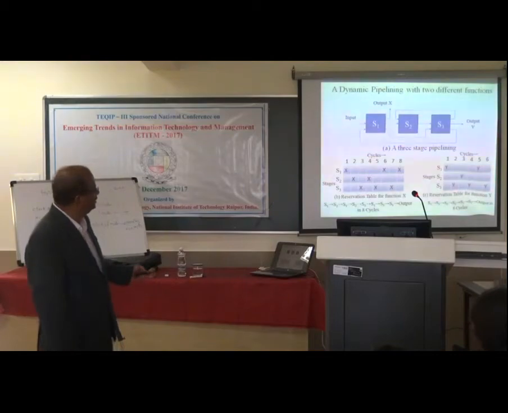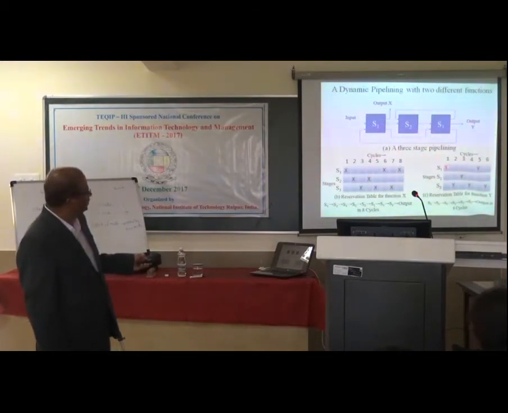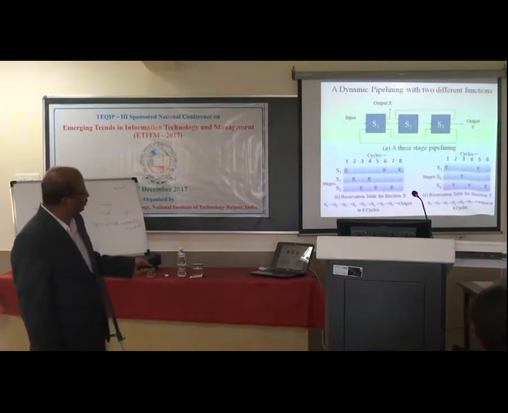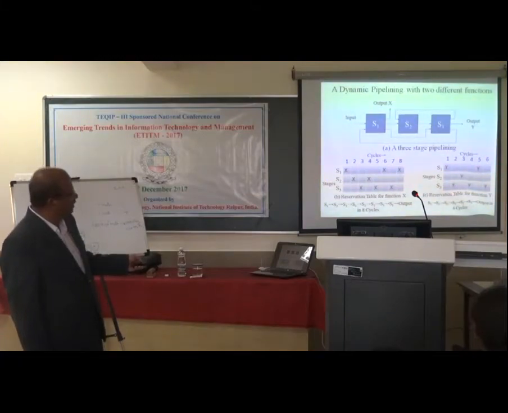Similarly, function Y is like this. In S1, then directly to S2 in the second cycle. In the second cycle, it is going into S3. So S1 to S3, and from S3 it is going to S2, and then from S2 it is going to S3, and from S3 to S1, and then from S1 to S3, and then it is going out, output Y in 6 cycles. So this is the reservation table for output Y, and this is the reservation table for output X.